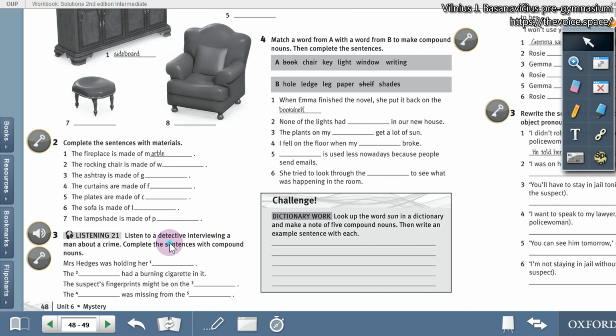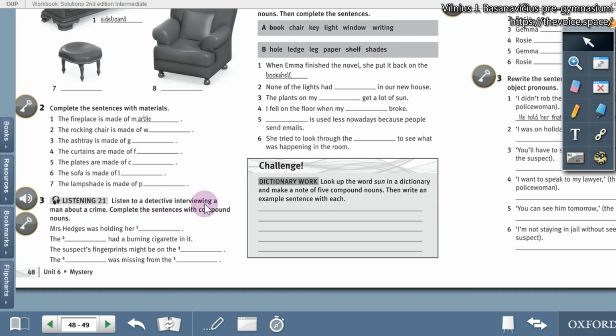Okay, so listen to a detective interviewing a man about a crime and complete the sentences with compound nouns.